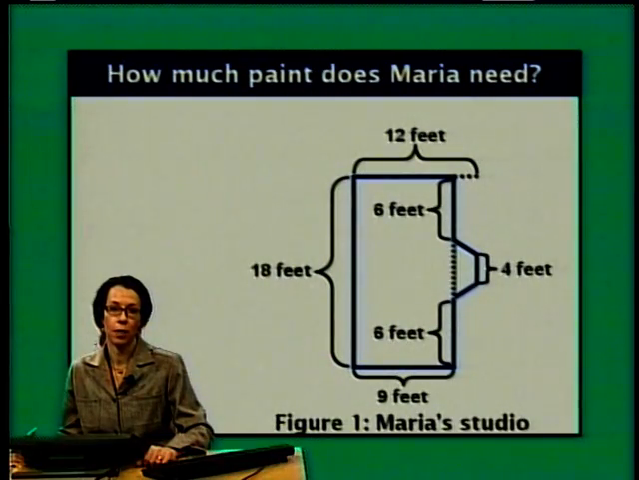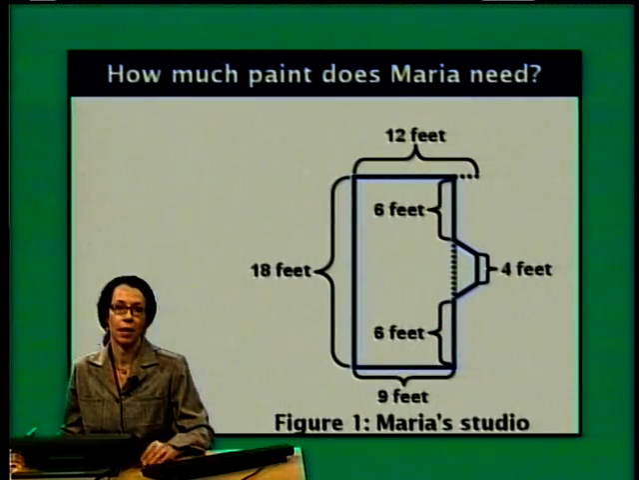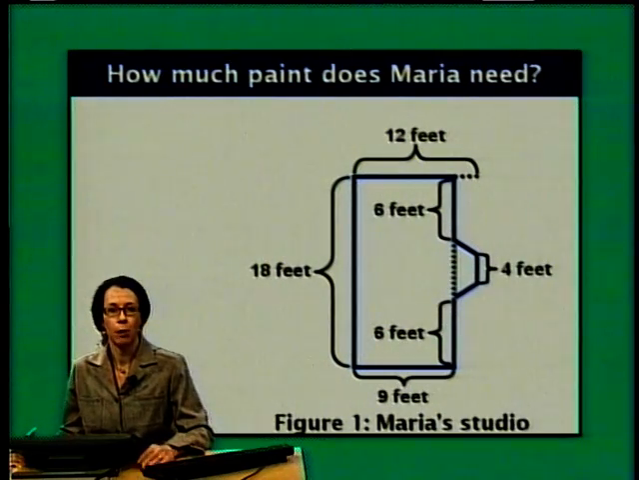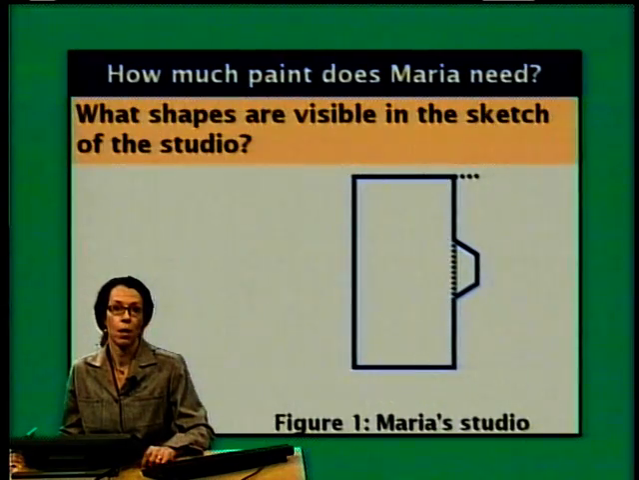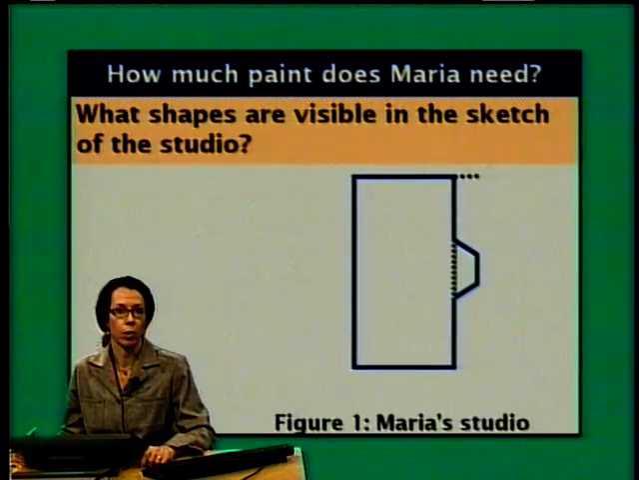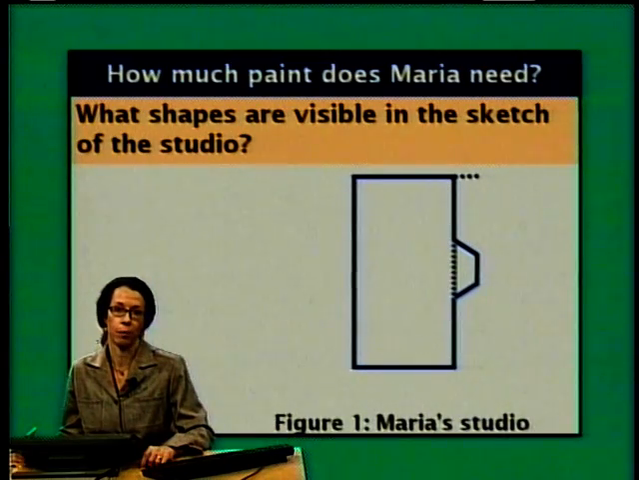So here's the figure that shows the dimensions in Maria's studio. And when we're tackling a problem like this, the first thing we really want to look at is the geometry. So what shapes are visible in the sketch of the studio? Well, I've taken away all the measurements so we can just look at the shapes.